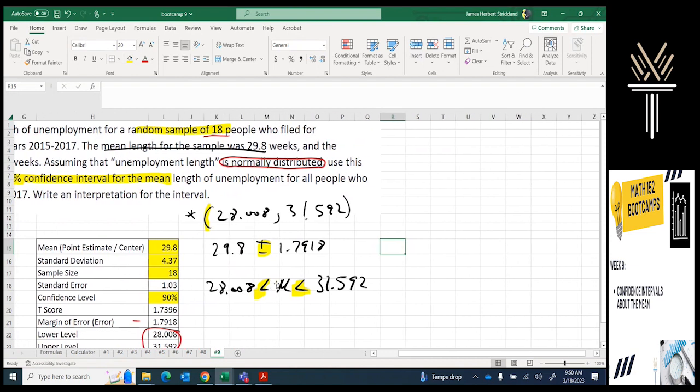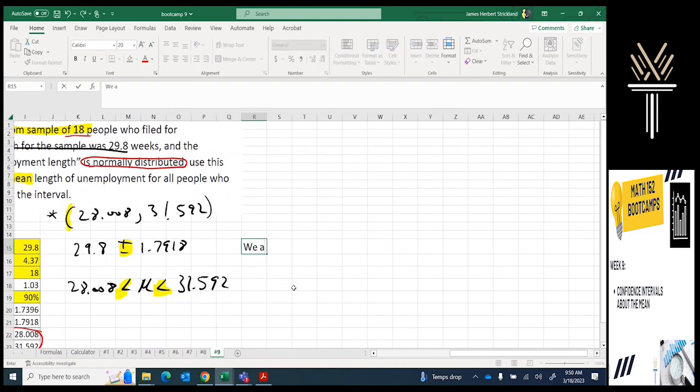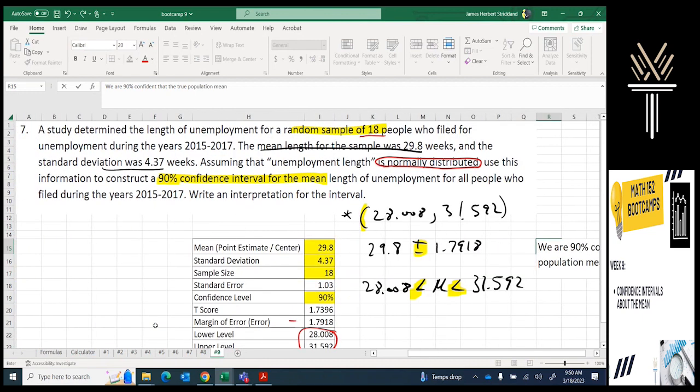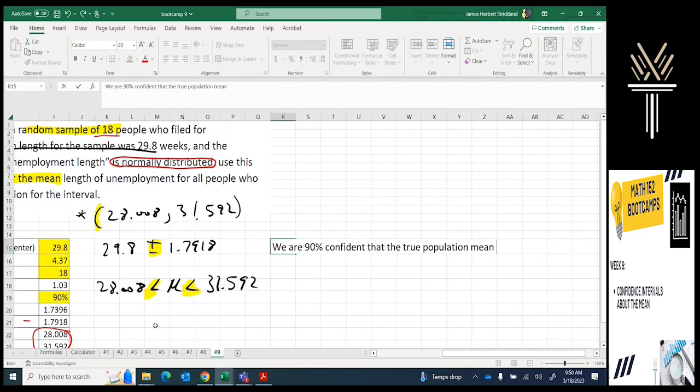But let's say we are talking about 90% confident. So we are 90% confident that the true population mean length of unemployment, mean length of unemployment for all people who, notice I'm just stealing what it says, mean length. I'm stealing this information right here. I'm taking it directly from the question.